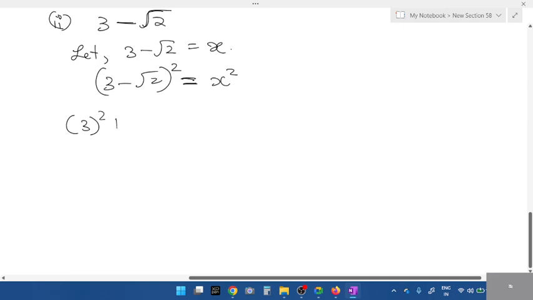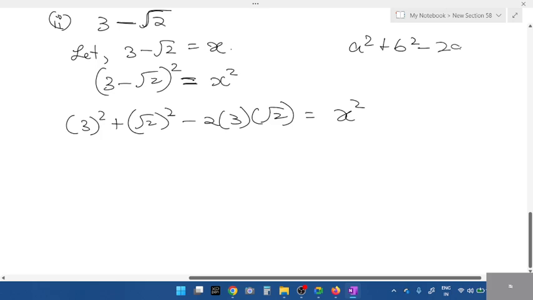What's the formula, students? A square plus b square minus 2 into ab. Yes, a square plus b square minus 2ab is the formula. See, that is what I've written. Now tell me the value, students. 9 plus 2, root and root gets cancelled. 3 twos are 6 root 2 is equal to x square. 9 plus 2 is 11 minus 6 root 2 is equal to how much?